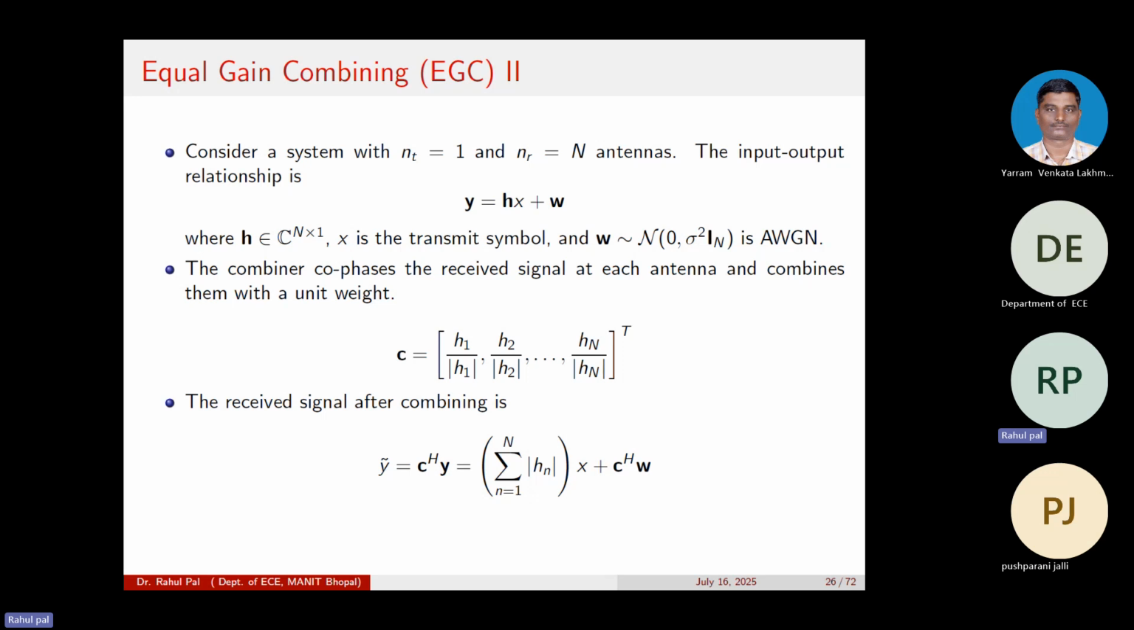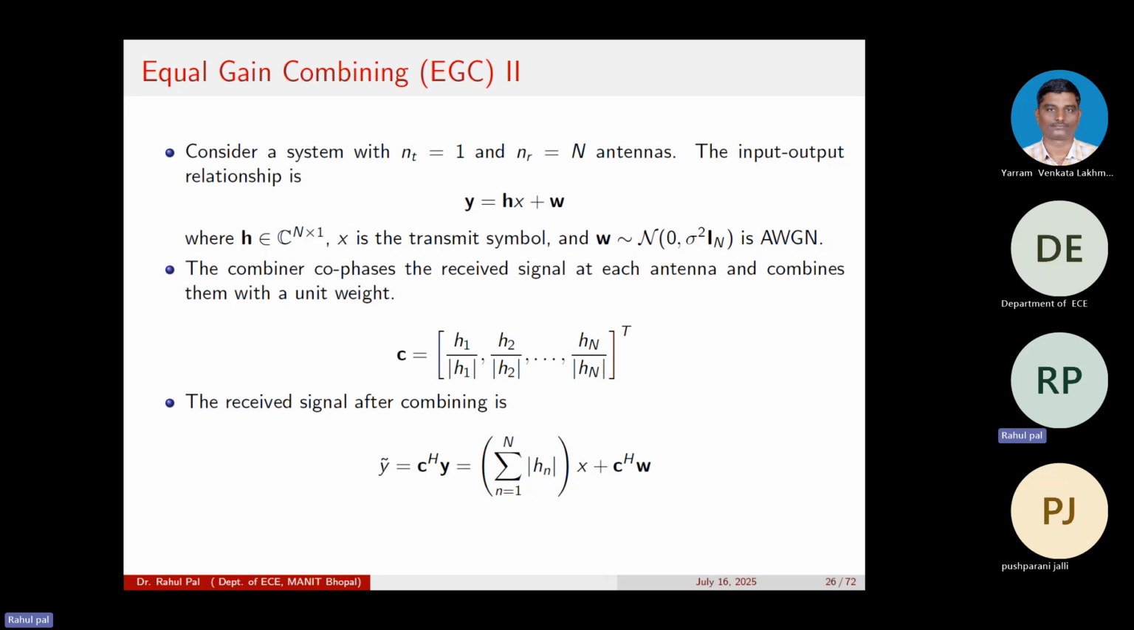Now we have to combine all the signals. So this is the process by which C has mentioned into Y. We are finding the signal. We are taking the dot product of the C signal and the combiner C. And finally, we got the expression. This is the signal power, and this is the signal, and this is my noise part.